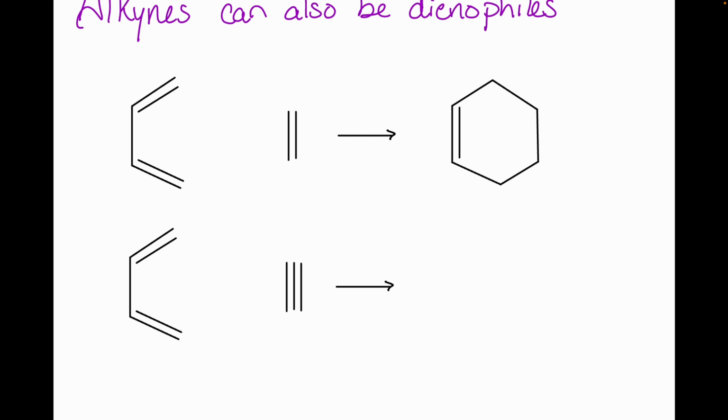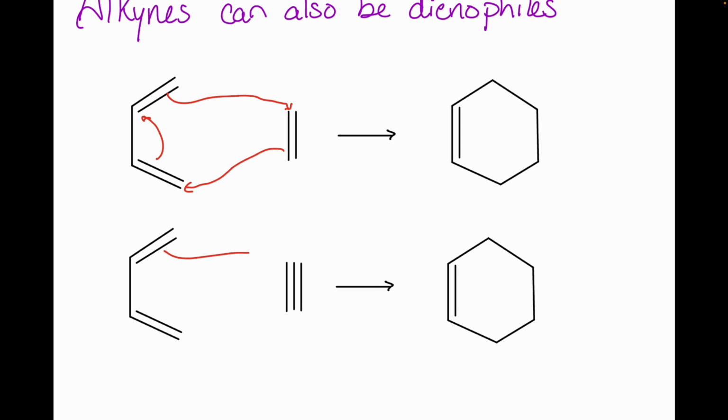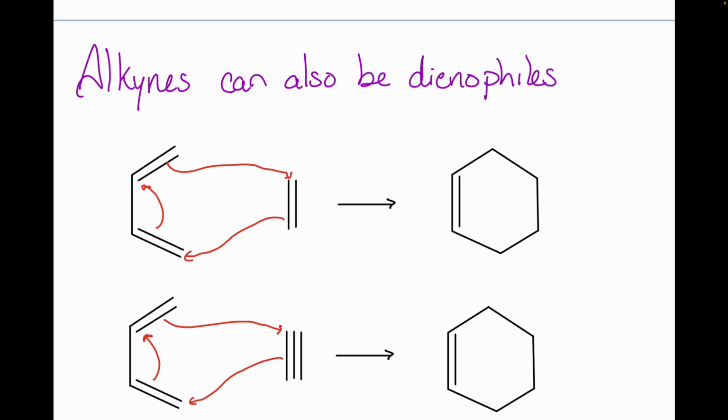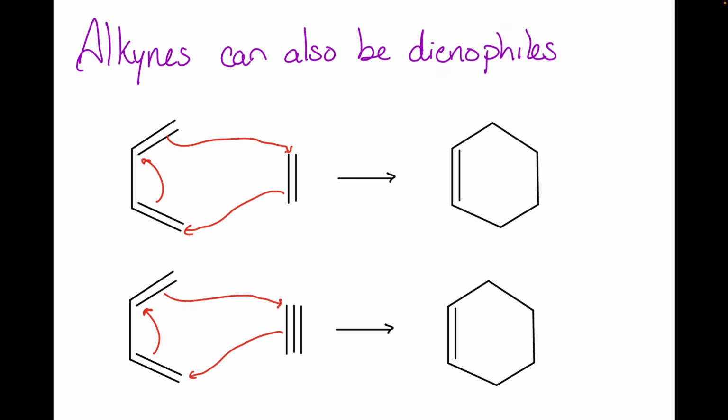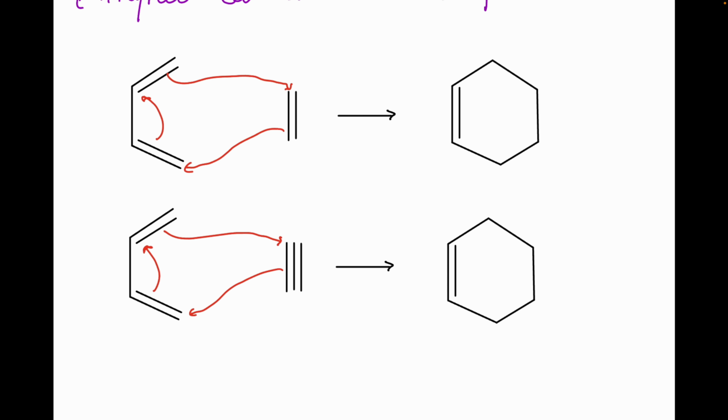All right, so we still form our six-membered ring. We got our two new sigma bonds. Our pi bond moves. So we still got that six-membered ring. Our pi bond has moved, but I'm missing one thing from my product side here. My alkyne had that additional pi bond here, and that didn't get touched at all in this reaction. So that's just still going to remain on my product side.